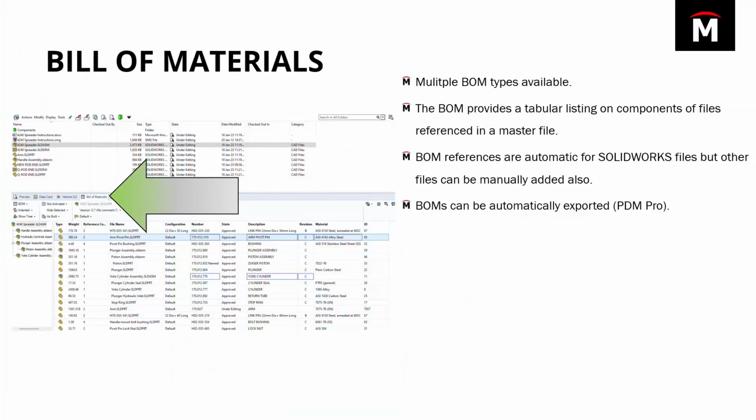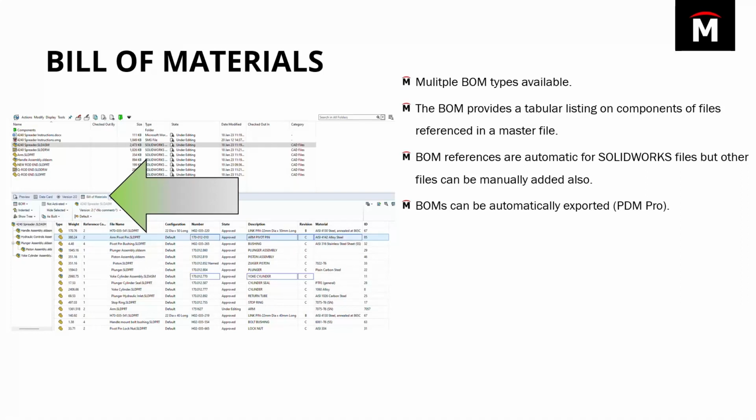The next tab over is the Bill of Materials tab. The Bill of Materials, or BOM as we call it, provides a tabular listing on components of files referenced in a master file. Multiple BOM types are available. For example, SOLIDWORKS BOMs, weldment BOMs, and even named BOMs, which you can think of those as kind of like custom parts lists.